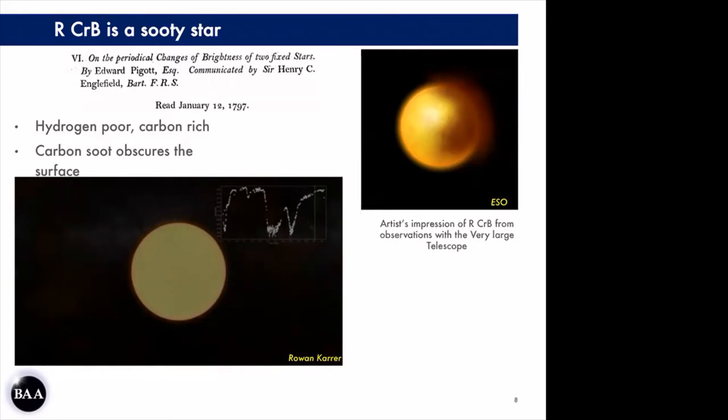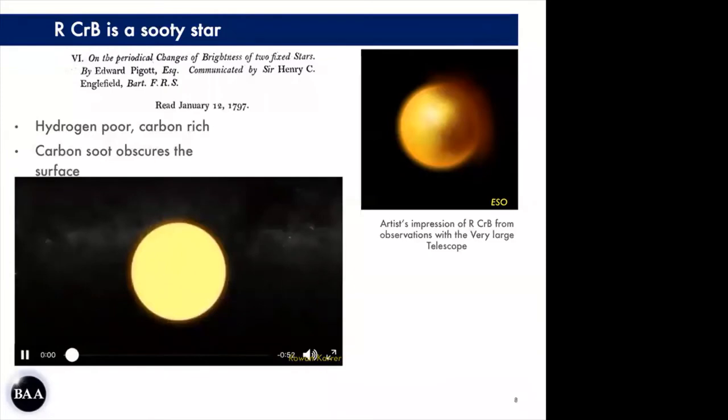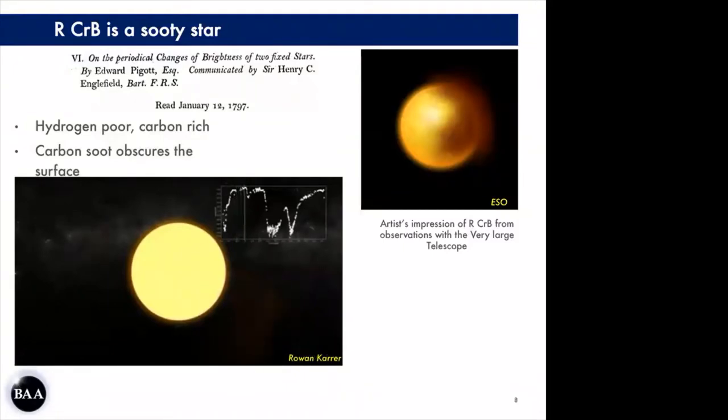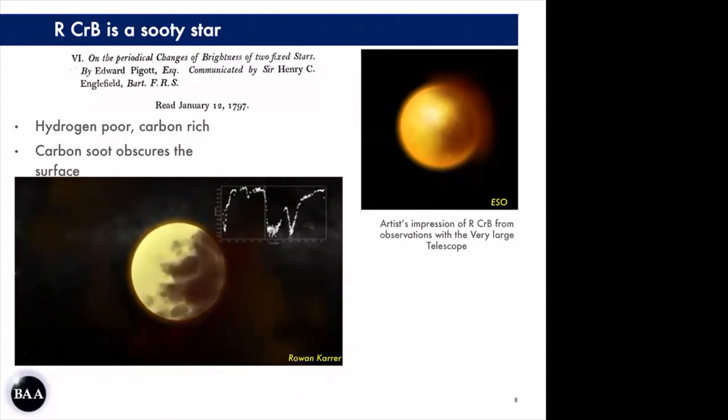And what astronomers have been able to deduce is that the fading is due to the condensation of carbon soot onto the surface of the star. There's an animation that's been running. I've just started it again. So the carbon, the soot in the star's atmosphere, begins to condense near the surface and gets bigger and bigger, as you can see in that animation, and that causes the brightness of the star to decrease.